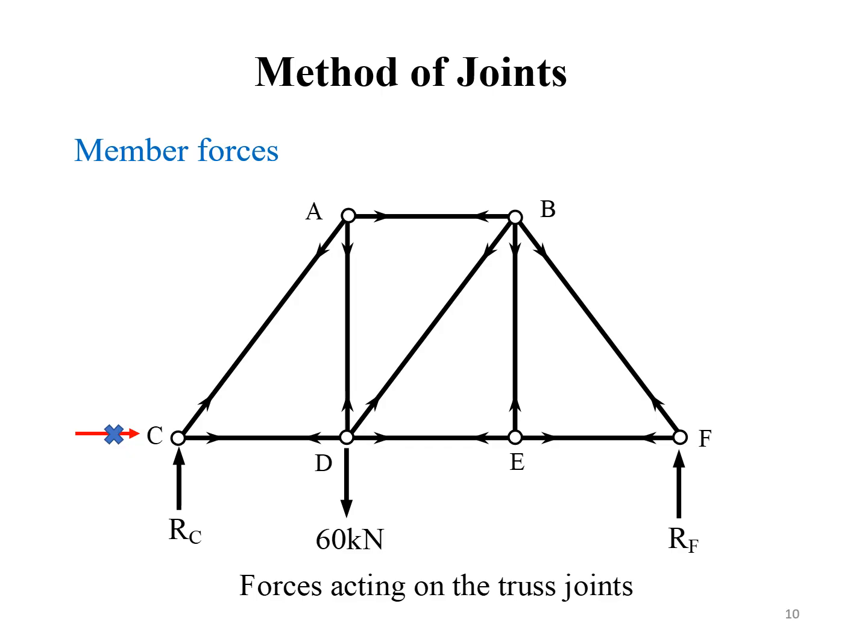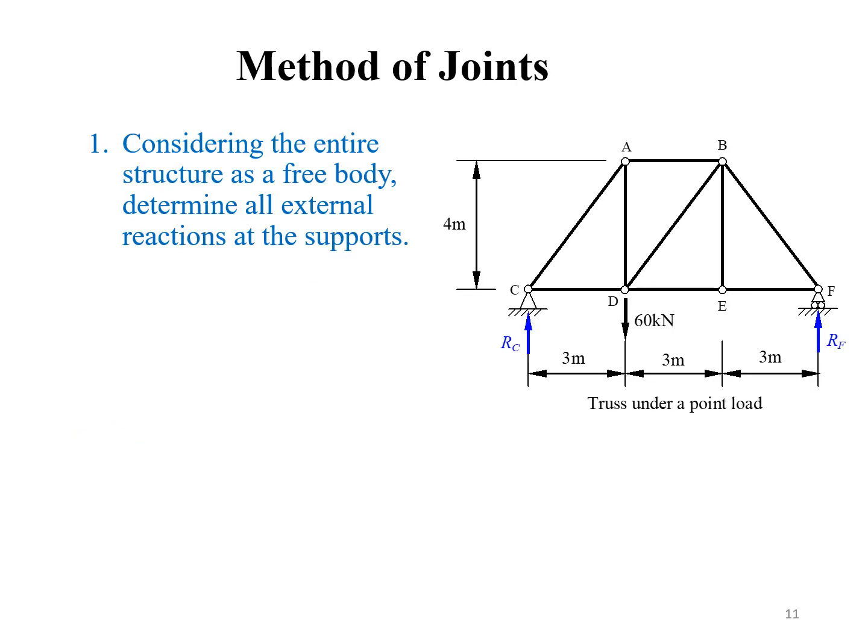Taking equilibrium of the horizontal forces, the horizontal force at joint C must be equal to 0, because it's the only force in the horizontal direction. Taking equilibrium of the vertical forces, the reaction forces at joint C and F must sum up to 60 kilonewtons.